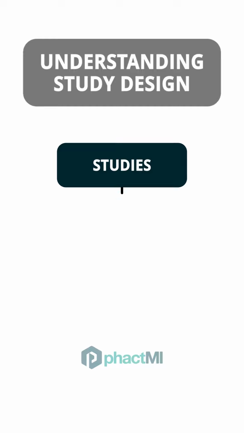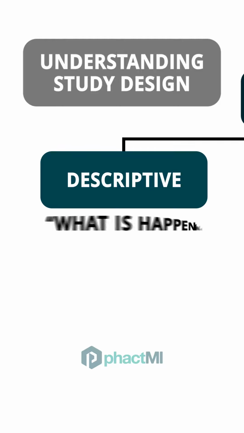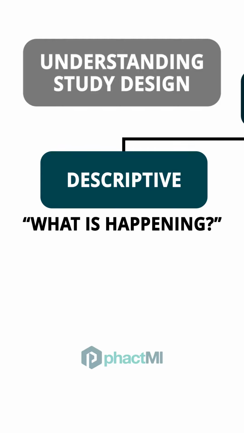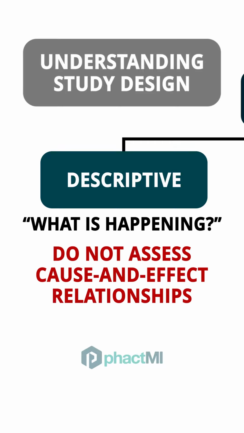Study designs fall into two broad categories, descriptive and explanatory. Descriptive studies answer the question, what is happening? They describe the frequency, patterns, or characteristics of health-related outcomes, but do not assess cause and effect relationships.